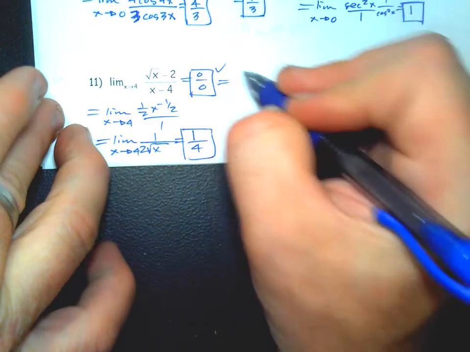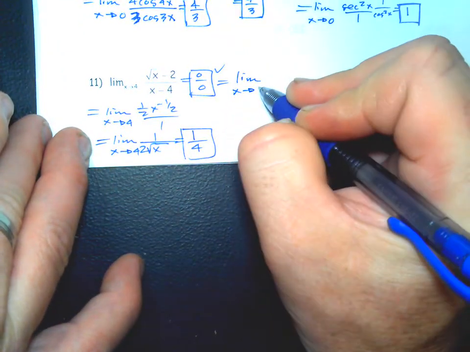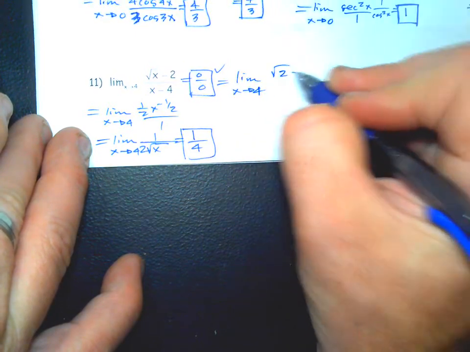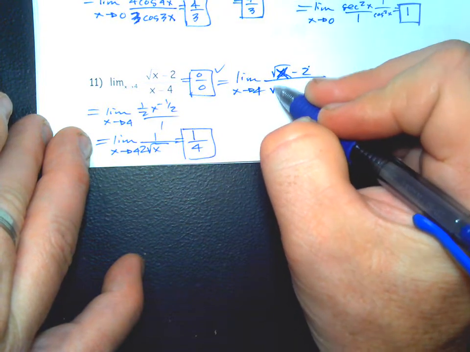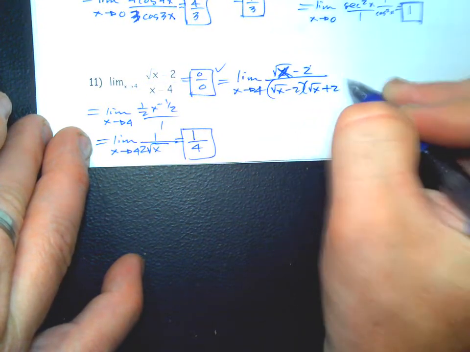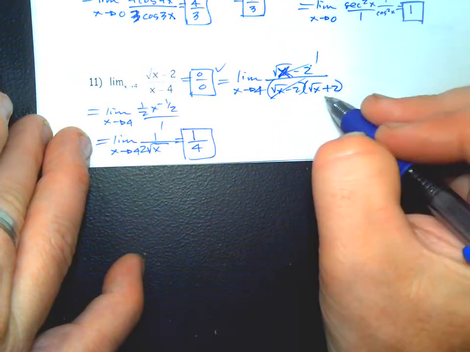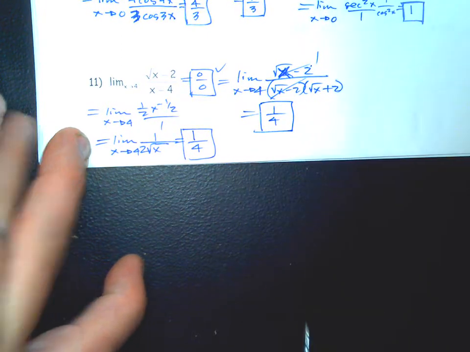Otherwise, you could take the hole out, factor the top and the bottom. Now, the top I'm going to leave the way it is. The bottom, I'm going to act like it's a difference of squares. So square root of x minus 2, square root of x plus 2. And then these guys cancel each other out. Plug 4 into that, and you get 1/4. So that's how you do it without L'Hopital's rule. Like I said, you need to be able to do these multiple ways. I'm going to ask you to be able to do them multiple ways.